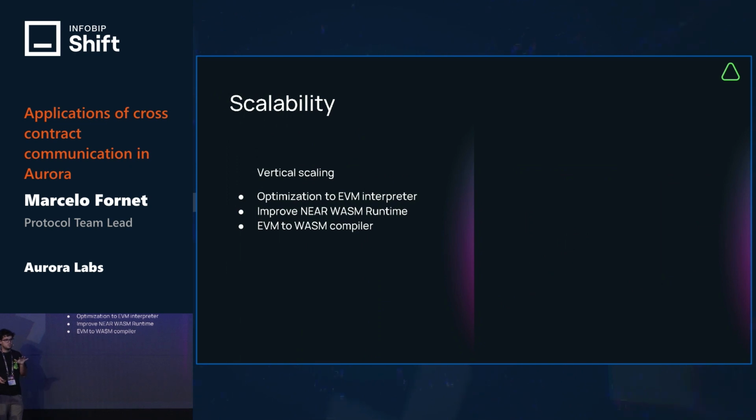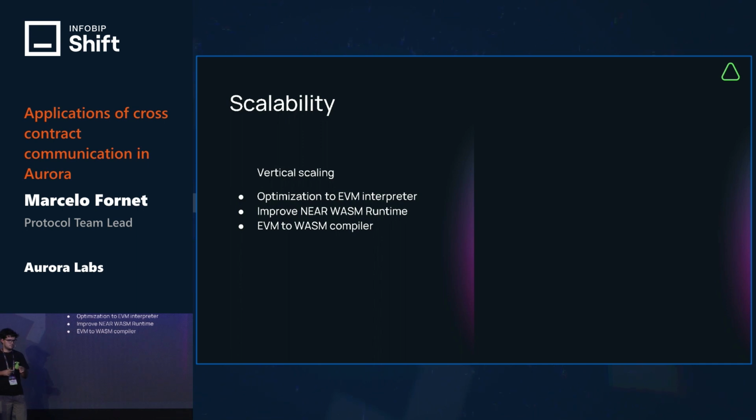Basically, at this point, our team is focused on scaling Aurora, right? Going beyond its current capabilities. We have been heavily focused for the last months on how to scale Aurora vertically. This means that we want to be able to execute transactions faster and more cheaply, to be able to fit enough gas in a single transaction such that we are able to execute whatever would run on Ethereum.